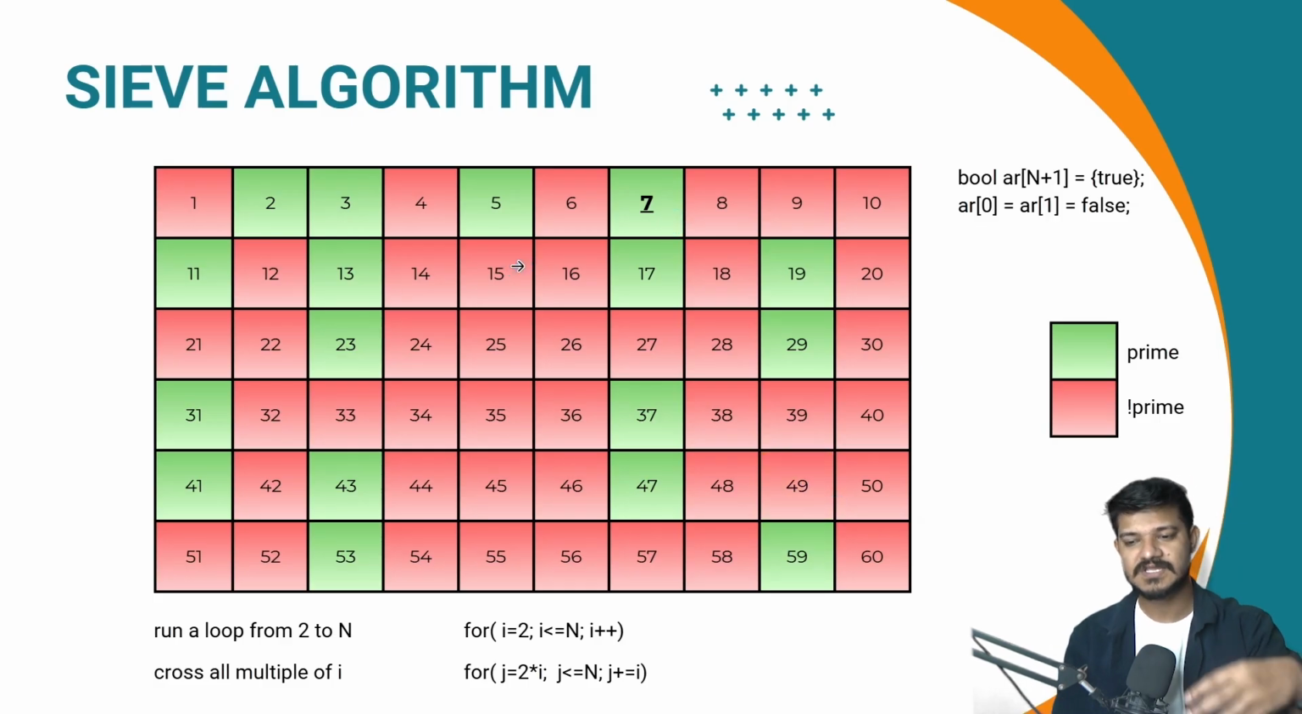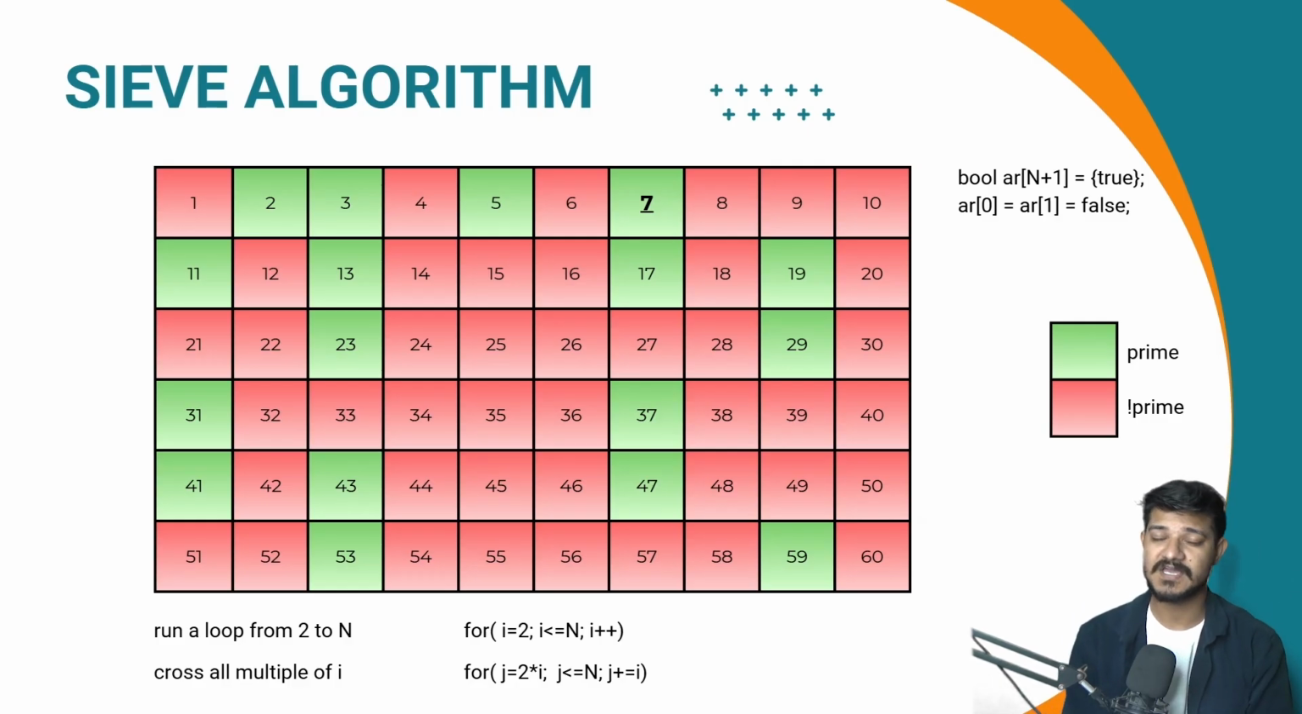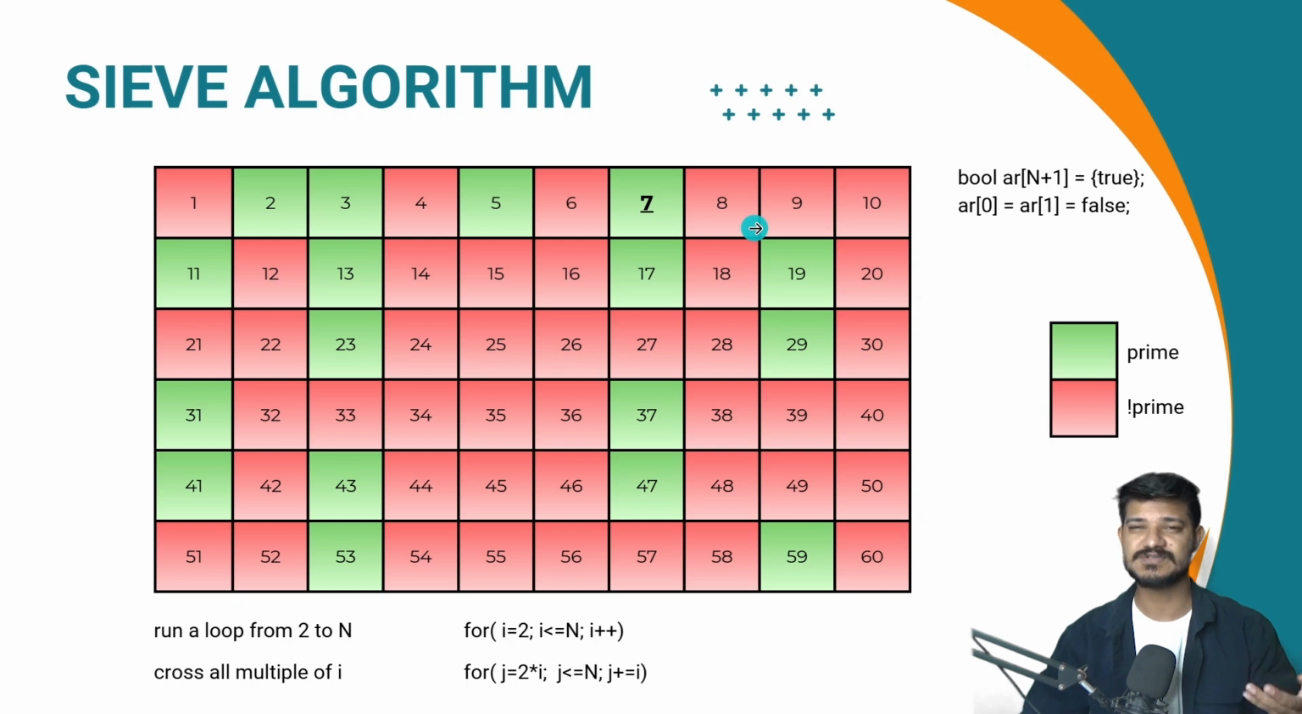So this way we'll keep on going ahead and ahead and ahead. Each time we find that i is a prime number, we'll go to the nested loop and cross out all multiples of i, right? As simple as that. So we'll skip 8, 9 and 10. We'll move on to 11. 11 is a prime number, so we'll again cross out all multiples of 11, right? So this is how the Sieve algorithm works.